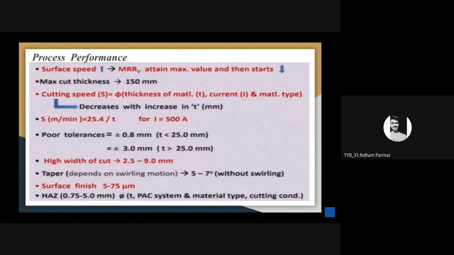Thickness is governed by the material thickness, the type of material being cut, and the cutting conditions, which are also important. It ranges from 0.75 to 5 mm. It should be noted that for the approximate performance of a plasma cutting system, an increase in power requires a corresponding rise in gas flow rate. So this is the performance of the plasma cutting system.